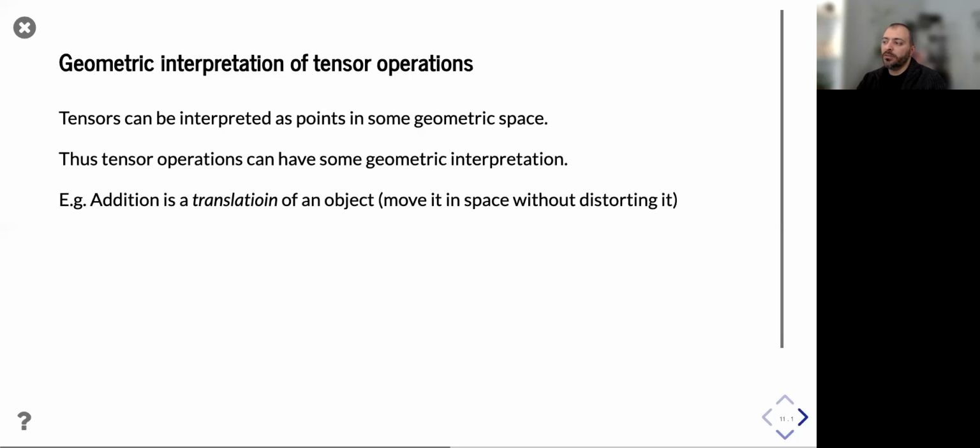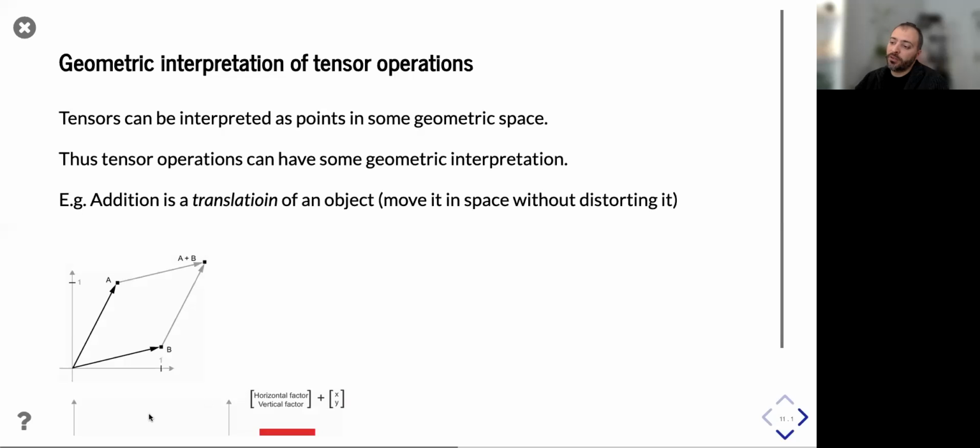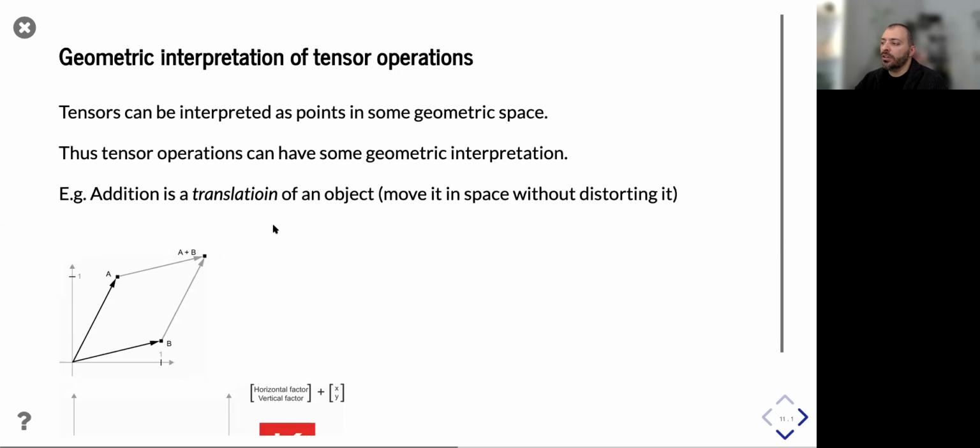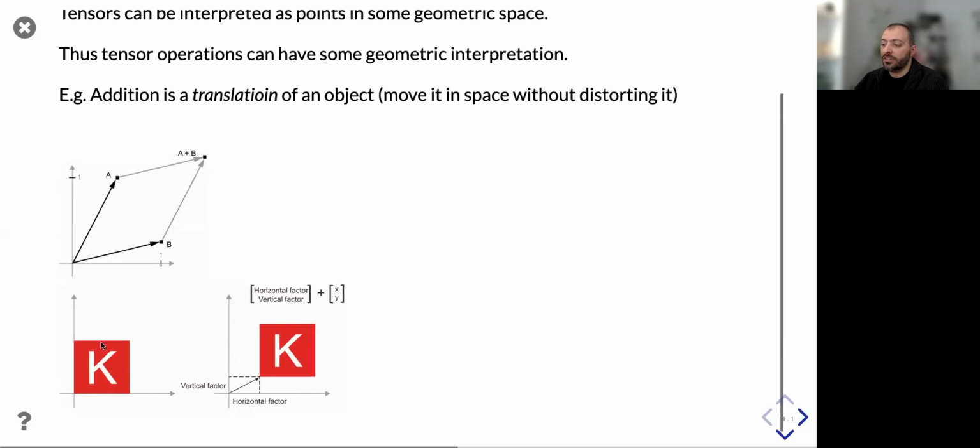And it's just movement, meaning that we don't distort the object. For example, if we have a point A and we add another point B, what we do is that we just translate, we just move this point. Now you cannot, of course, distort a point, but let's see what it means for an object.